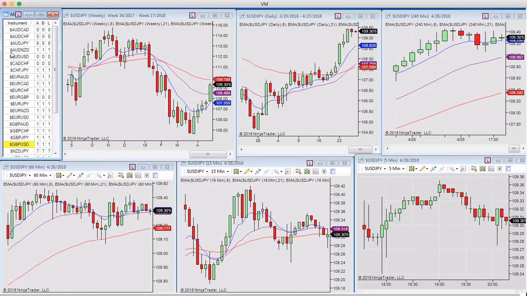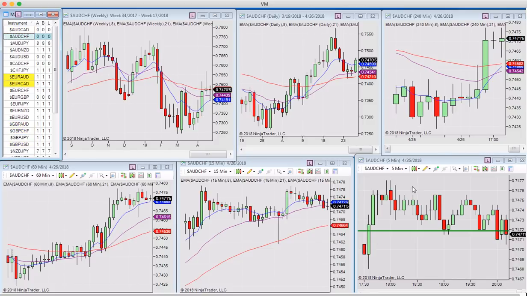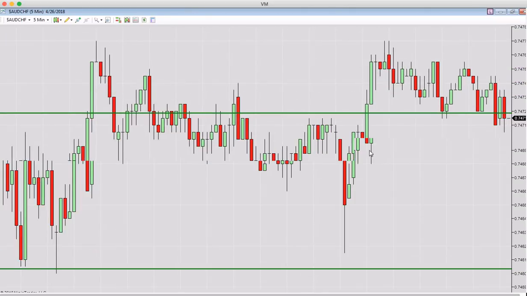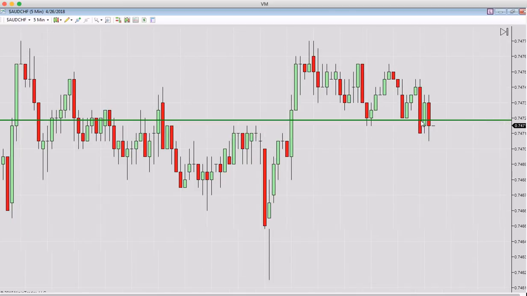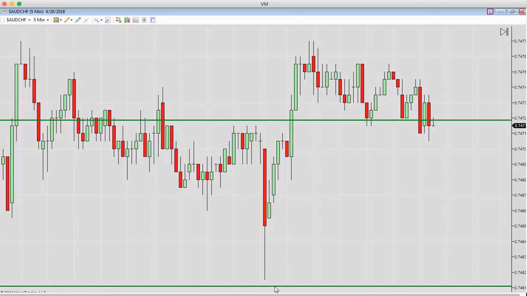So going back again, what have we got? We've got USD CHF. And you can see here, we drew that line before, we've crossed it down, we've come back up, so we would enter here at 74.72 with a stop below here.